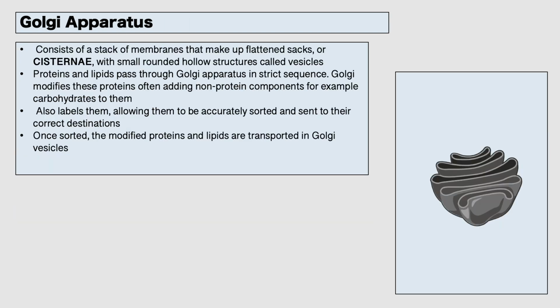The Golgi apparatus consists of a stack of membranes that make up flattened sacs, or cisternae, with small, rounded, hollow structures called vesicles. Proteins and lipids pass through the Golgi apparatus in strict sequence. The Golgi modifies these proteins, often adding non-protein components, for example carbohydrates, to them. It also labels them, allowing them to be accurately sorted and sent to their correct destinations. Once sorted, the modified proteins and lipids are transported in Golgi vesicles.